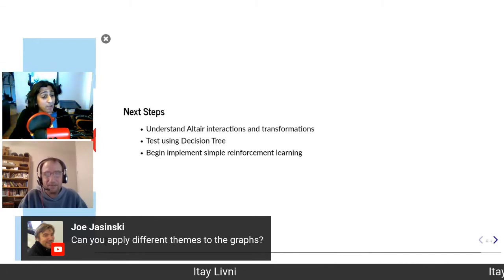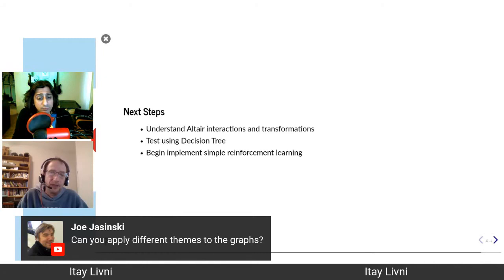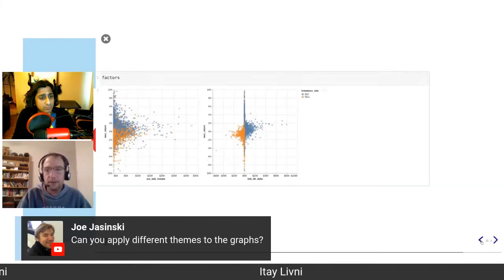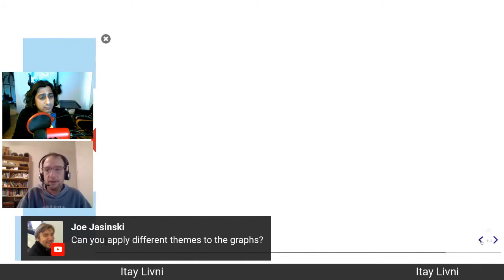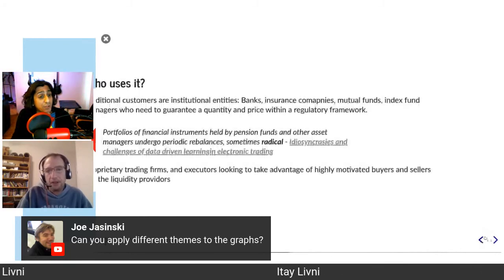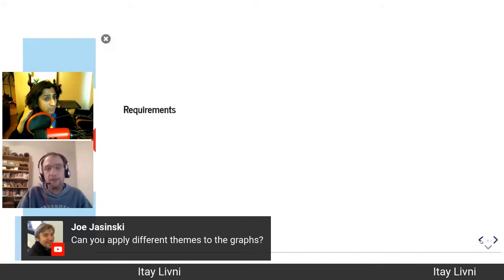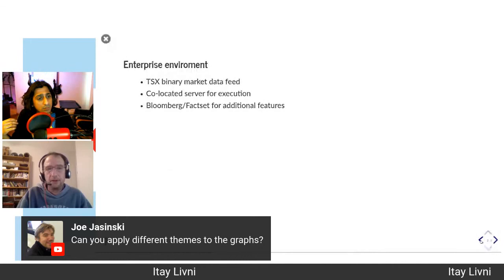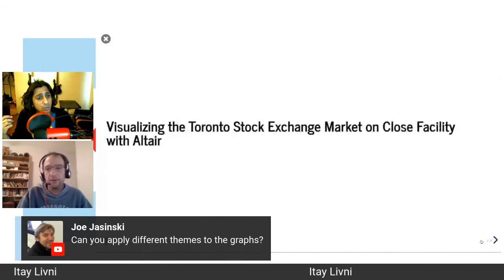We have a question come in from Joe Jasinski. Can you apply different themes to these graphs in Altair? Yeah. So you have basically the Vega themes. You can make your own custom themes, but you can just go to the Vega documentation, and I have a link for it somewhere up top. But there aren't as many as, let's say, Seaborn or some of the others. It's more limited in the number of themes that you have.